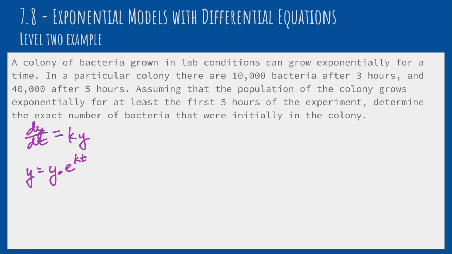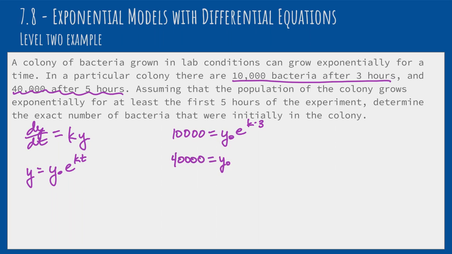So there's two initial conditions, two data points that are given to us here. One is that there's 10,000 bacteria after 3 hours, one that there's 40,000 bacteria after 5 hours. So I'm going to use each of those to set up an equation. So we're going to have 10,000 equals y naught e to the k times 3. And then we're going to have 40,000 equals y naught e to the k times 5.